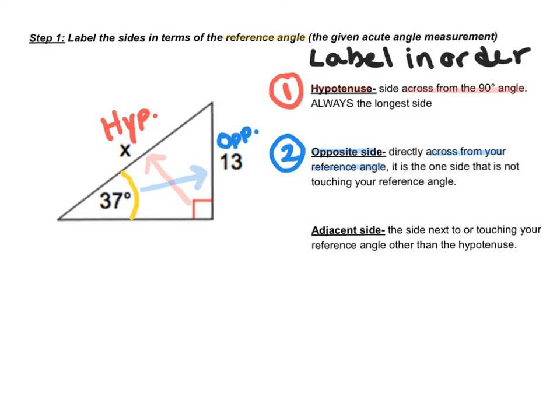The last side is the adjacent side, which is the side directly next to or touching your reference angle other than the hypotenuse. And if you label the sides in this order, it's always going to be your side that you have left. So this would be your adjacent side.